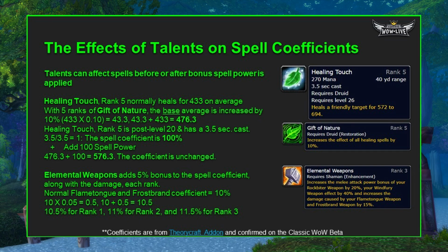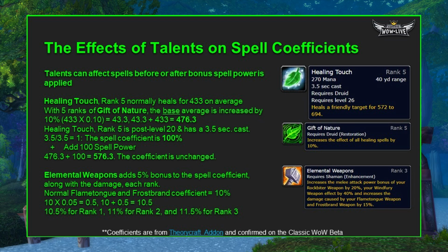Healing Touch rank 5 is a post-level 20 spell and has a 3.5 second cast, so therefore it gets 100% of your bonus spell power. So if we add 100 spell power to our average with Gift of Nature, the average with the spell power is now 576.3. Notice that the coefficient is unchanged, however the average is increased. There are spells in Classic WoW where the spell coefficients are affected by talents. A good example is Elemental Weapons for Shaman. This is an offensive talent that adds 5% bonus to the spell coefficient each rank. Now, it doesn't tell you in the tooltip that it does that, but I've tested this on the beta and it does.